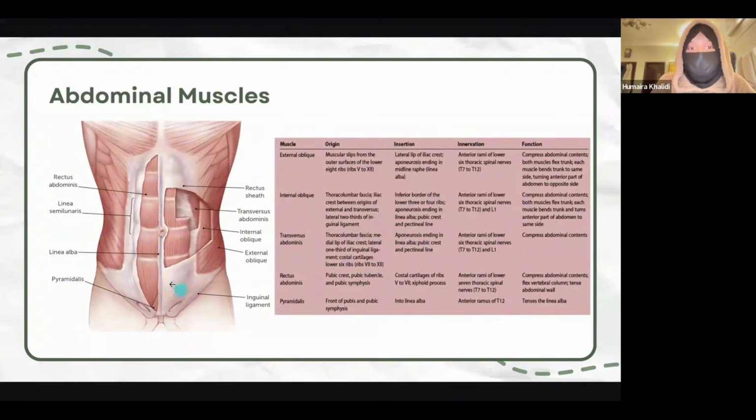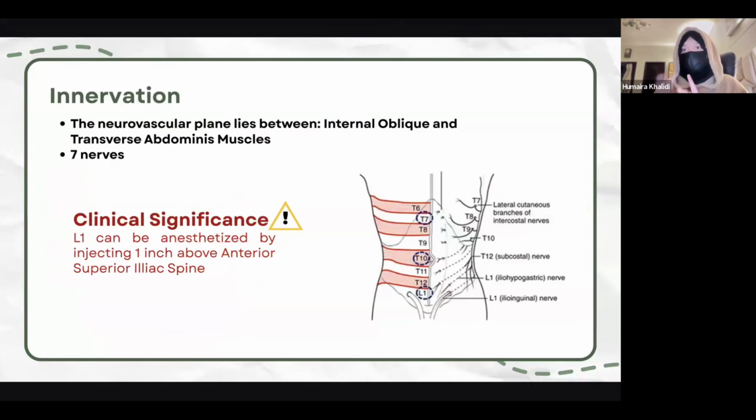Also, the aponeurosis, this is very important. The aponeurosis is where all the muscles meet, like the tips or the ends of the muscles, they join to form an aponeurosis. Okay, the innervation.